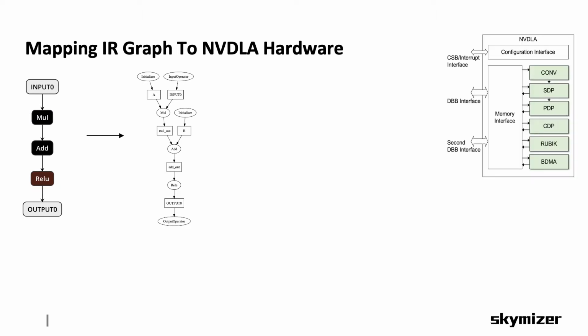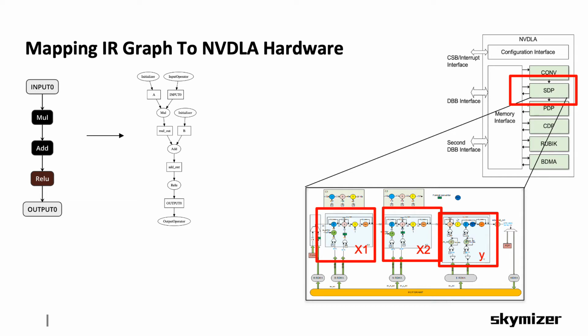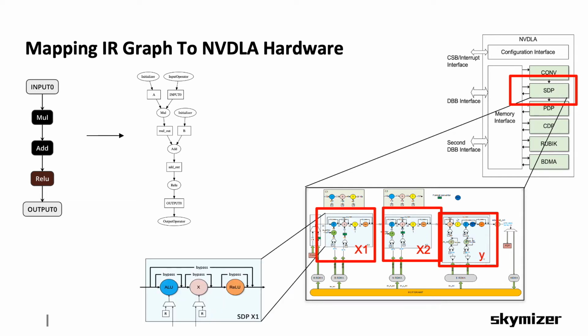Before we jump into the optimization details, I'd like to briefly talk about the SDP hardware block, which is the main component that carries out the model inference in this case. The diagram in the top right corner depicts the NvDLA architecture, where the SDP block handles most of the element-wise ONNC operators. If we look into the SDP block, we will see 3 major sub-blocks, X1, X2, and Y. X1 and X2 are identical blocks. Each of them contains an adder, a multiplier, and a ReLU unit.